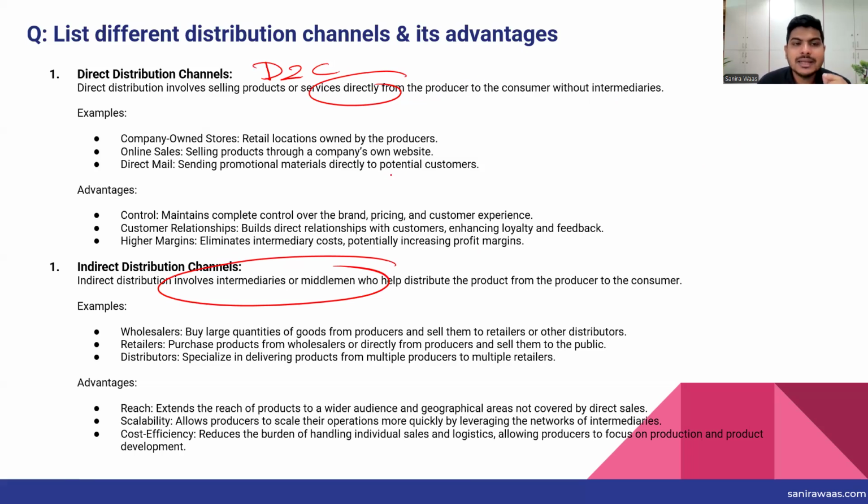In direct distribution, you have more control, more relationships, and higher margins because there is no intermediary. But indirect distribution helps you reach a wide audience, with scalability and cost efficiency, because your part is done once it's given to the wholesaler or an agent.